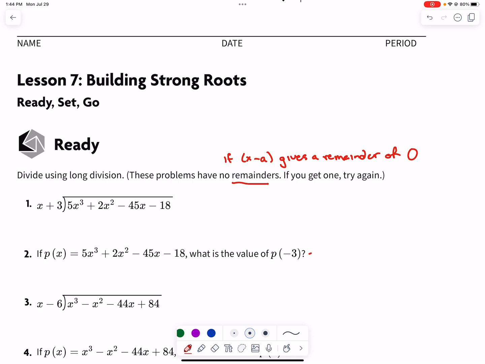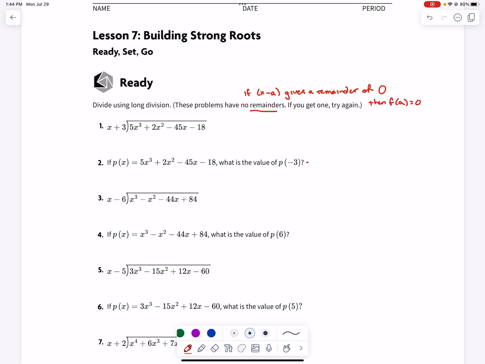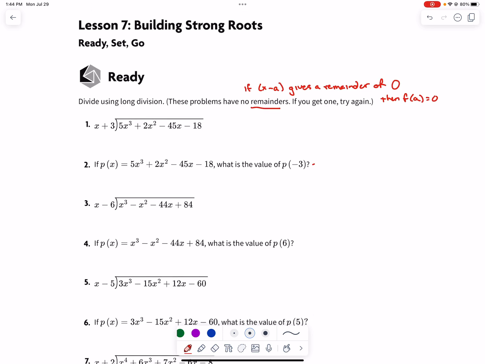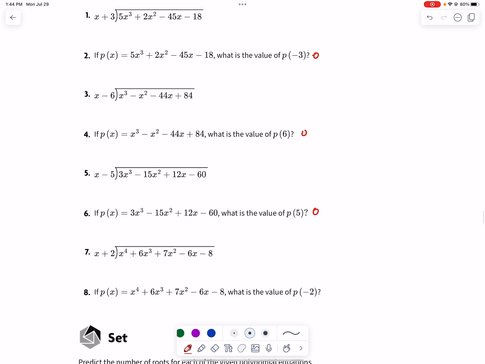Then the value at the end is 0. So all the even numbered problems, the answer is 0. This is an if and only if statement, incidentally. So I'm just going to write 0 for all the even ones.